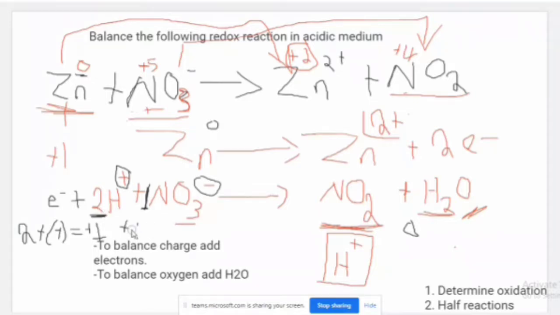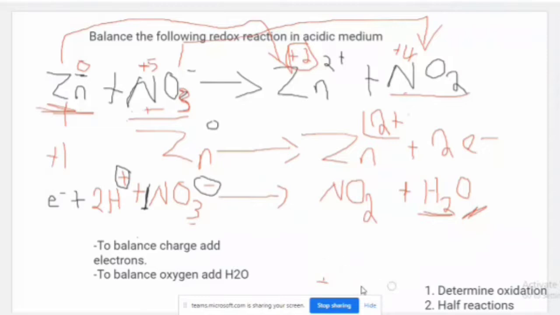After balancing these two half reactions, we have to look at the number of electrons. You make sure that you have the same number of electrons in both half reactions. What is the number of electrons for the oxidation half reaction? How many electrons do we have?